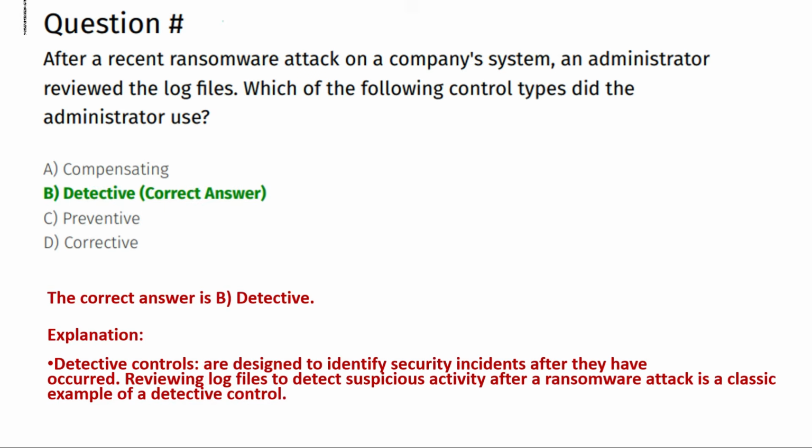Detective controls are designed to identify security incidents after they have occurred. Reviewing log files to detect suspicious activity after a ransomware attack is a classic example of a detective control. So that's why the correct answer for this question is option B, detective.